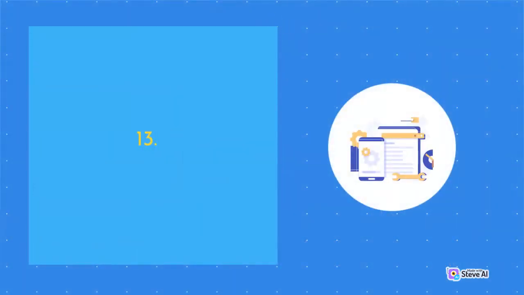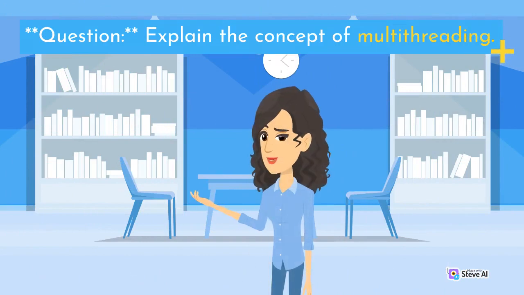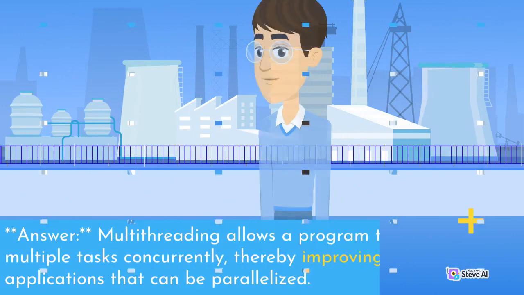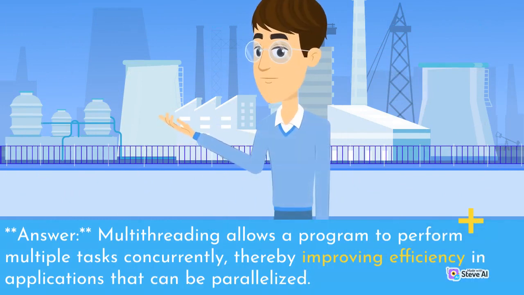13. Question: Explain the concept of multi-threading. Answer: Multi-threading allows a program to perform multiple tasks concurrently, thereby improving efficiency in applications that can be parallelized.